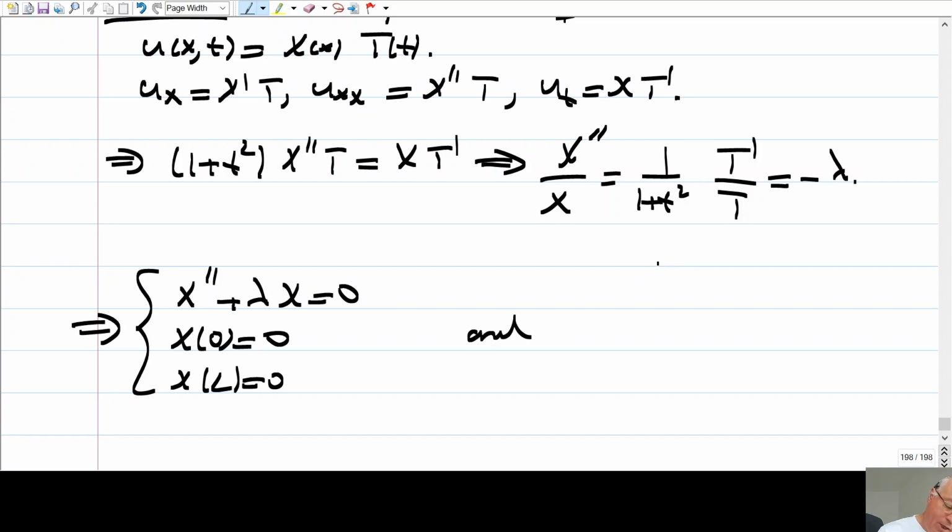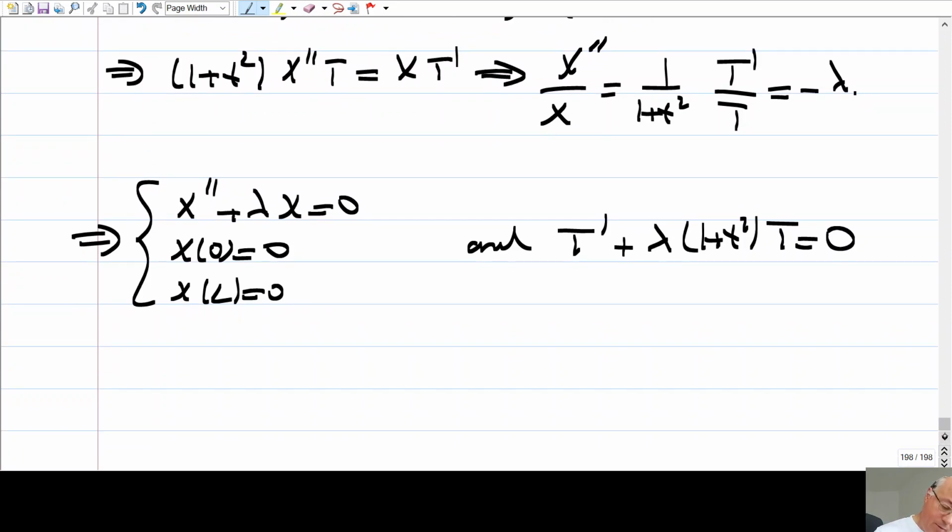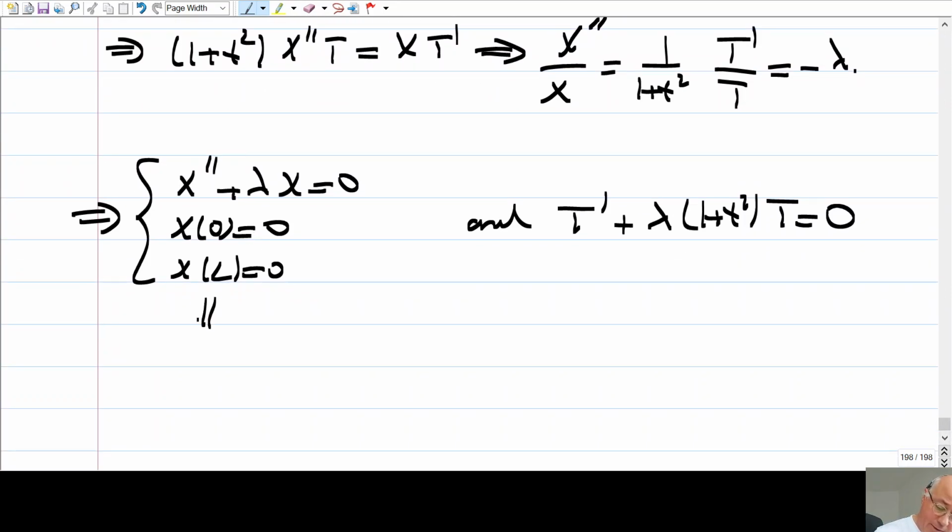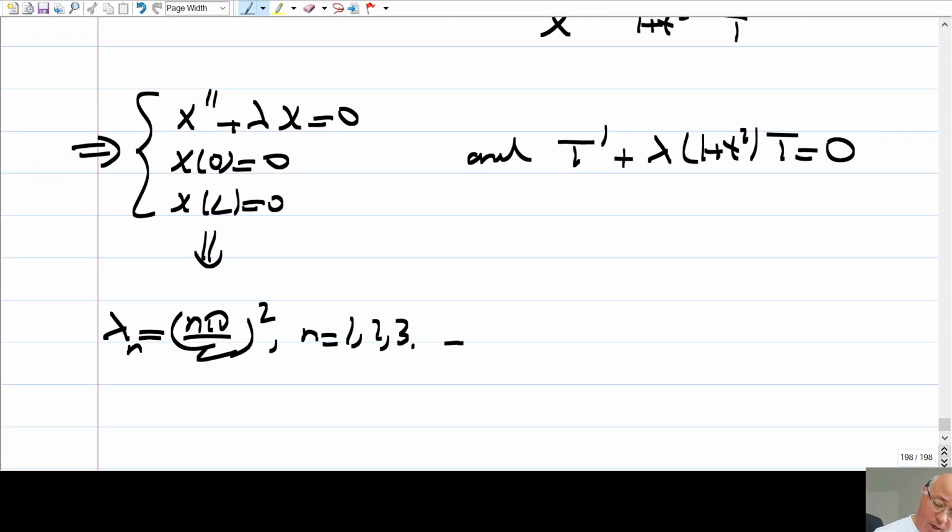And for T of t, I have T prime plus T times lambda times (1 + t squared) T equals 0. Well, we already considered this, right? This gives us lambda n equal to (n pi over L) squared, n ranging over the integers from 1 to infinity, and X_n of x is just sine n pi x over L.